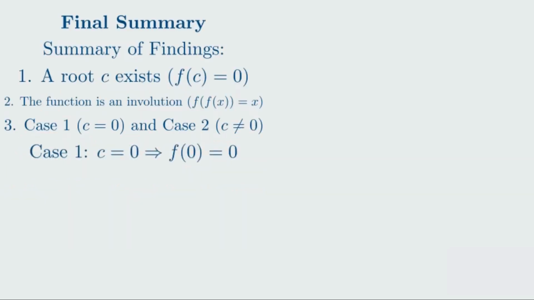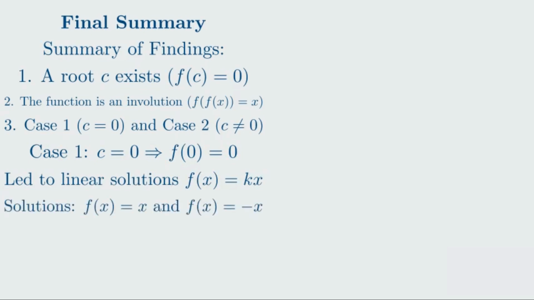For this case, we showed that the function had to be linear and pass through the origin. By substituting the form f of x equals kx into the original equation, we found two solutions, f of x equals x and f of x equals negative x. We verified that both of these are valid solutions. The second case was more involved. We assumed that c was not 0.